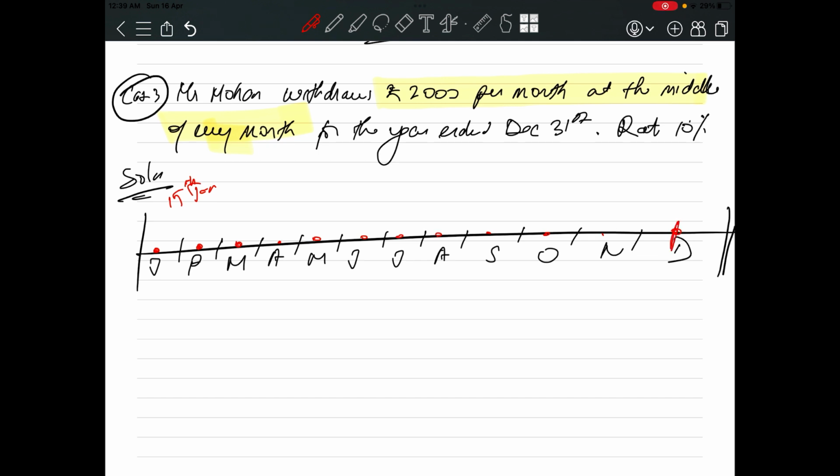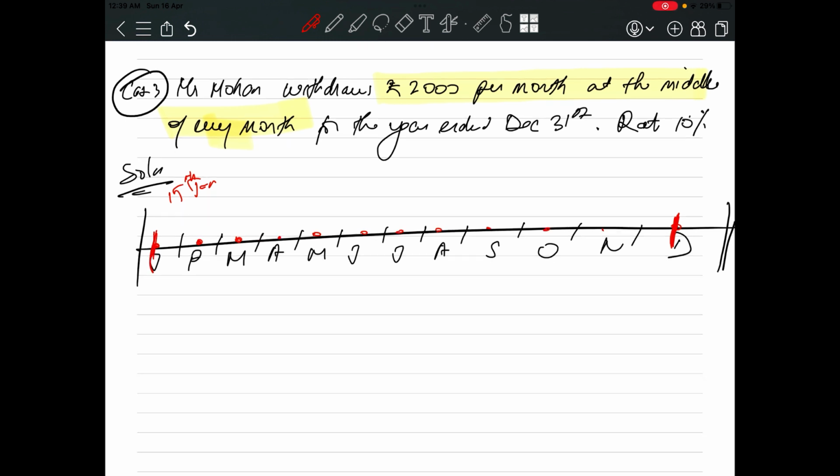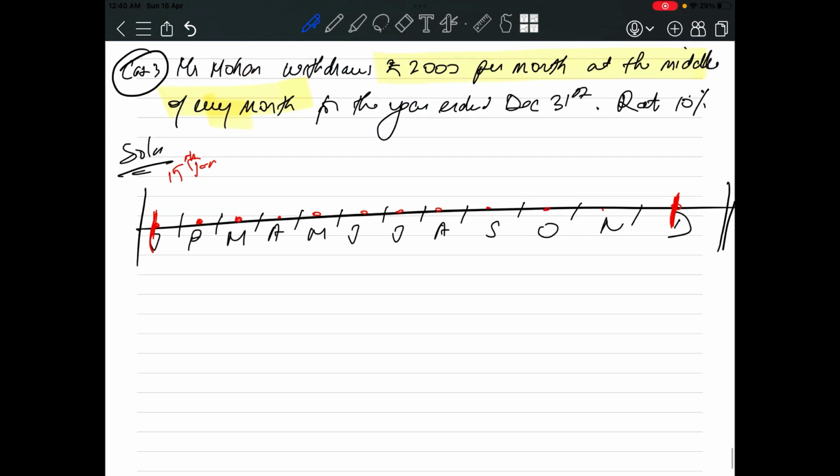Okay, so the last withdrawal will be here, the first withdrawal will be here. Now see, in order to calculate interest on drawings, what is the amount I need? I need the amount withdrawn. We know that the amount withdrawn is 2000. For how many months? For 12. How many times have we withdrawn? We have withdrawn 12 times. See, 1, 2, 3, 4, 5, 6, 7, 8, 9, 10, 11, 12. We know that we have withdrawn 2000 into 12. Rate is 10%. Now the main part is the period.